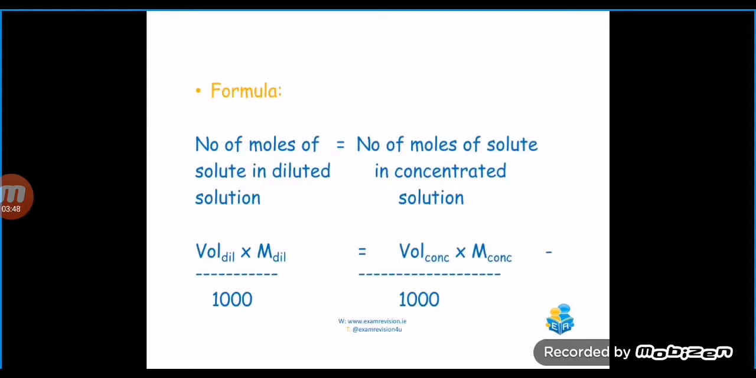Dilutions often come up as a calculation as well, and basically it's important to know for a dilution that the number of moles of solute in a diluted solution is equal to the number of moles of solute in a concentrated solution. And that can be conveyed here using this formula, which says that the molarity of the diluted substance multiplied by the volume of the diluted substance divided by 1,000 equals the volume of the concentrated substance by the molarity of the concentrated substance. So let's try an example.